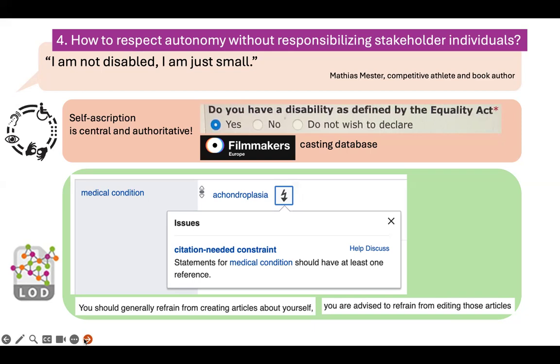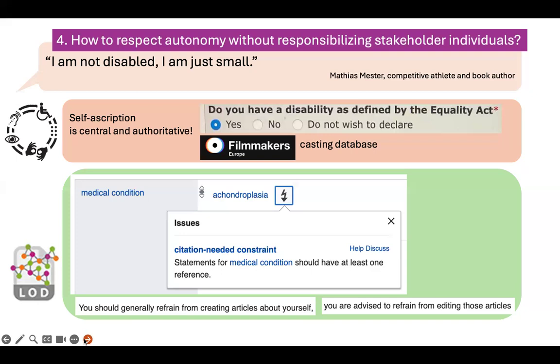Our interviewees welcomed the recent introduction by Filmmakers Europe casting database of a free form field to be filled by actors themselves describing their diversity, including possible disabilities. Now, this focus on autonomy stands in marked contrast to rules such as the one in Wikidata, that if you talk about a person having a medical condition, you need to provide a reference, or the strong discouragement of Wikipedia to write about yourself. Now, what are we to make of this?